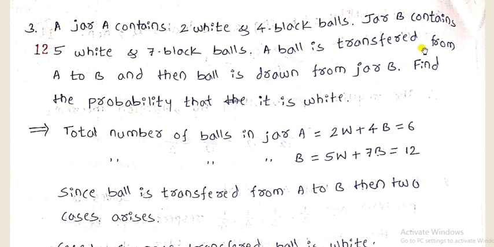Now a ball is transferred from jar A to jar B. Since a ball is transferred from jar A to jar B, there are 2 cases here. The problem does not mention whether a white ball or a black ball is transferred, so we will solve the example in 2 cases. In the first case we transfer a white ball from jar A to jar B, and in the second case we transfer a black ball from jar A to jar B.